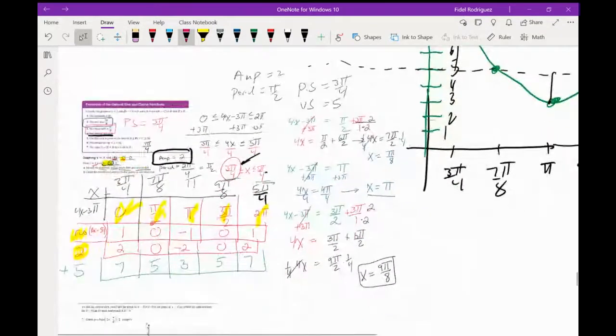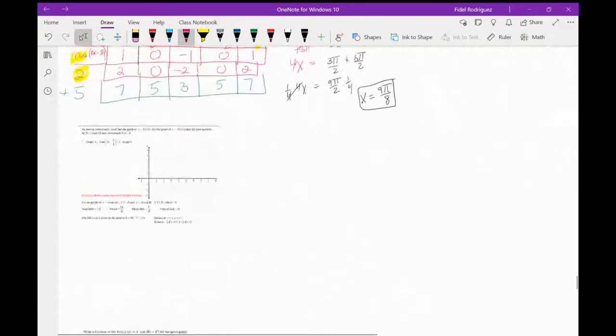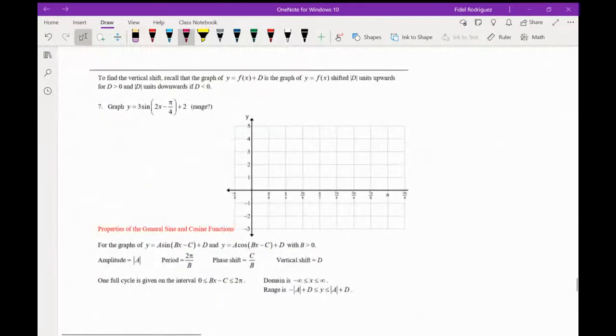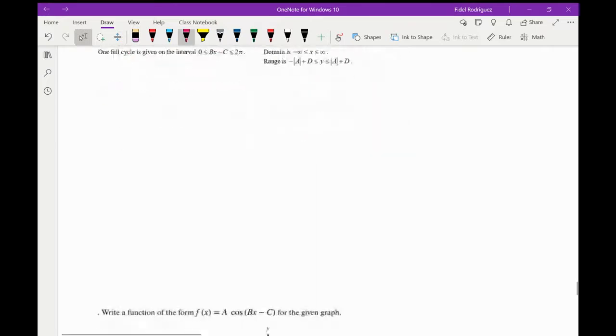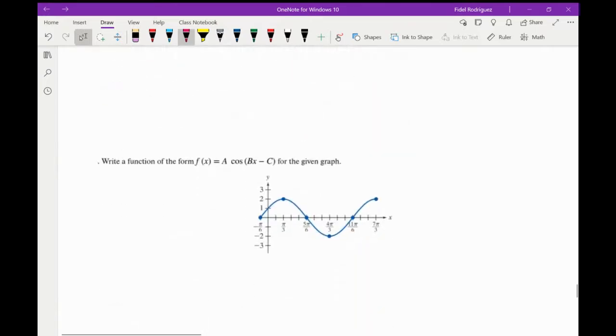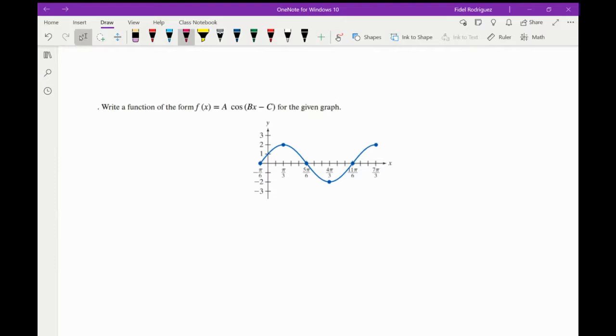All right. So guys, I'm going to kind of skip over number 7 simply because number 7 is the same type of problem that you just did. But I do want to go through this one here. So we want to see if we can find out some pieces of information. It says write a function of the form f of x equals a cosine of dx minus c for the given graph.